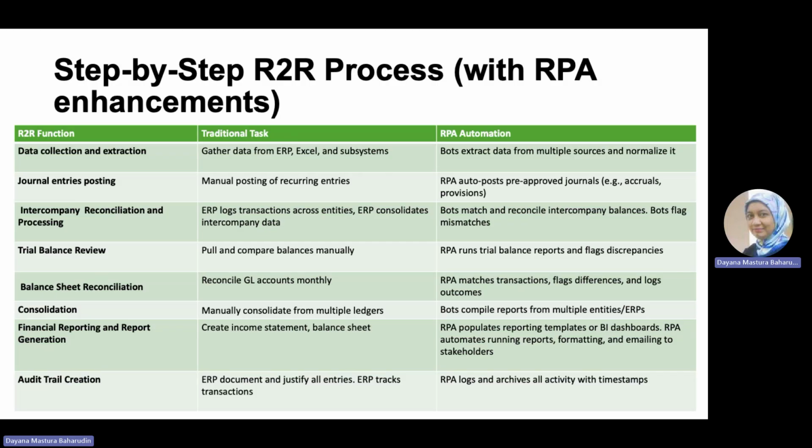Okay. Intercompany reconciliation and processing: ERP logs transactions across entities, ERP consolidates intercompany data. But now you can have bots to match and reconcile intercompany balances. Bots flag mismatches. They can do all this, okay, once you program them. Trial balance review: pull and compare balances manually. RPA runs trial balance reports and flags discrepancies.